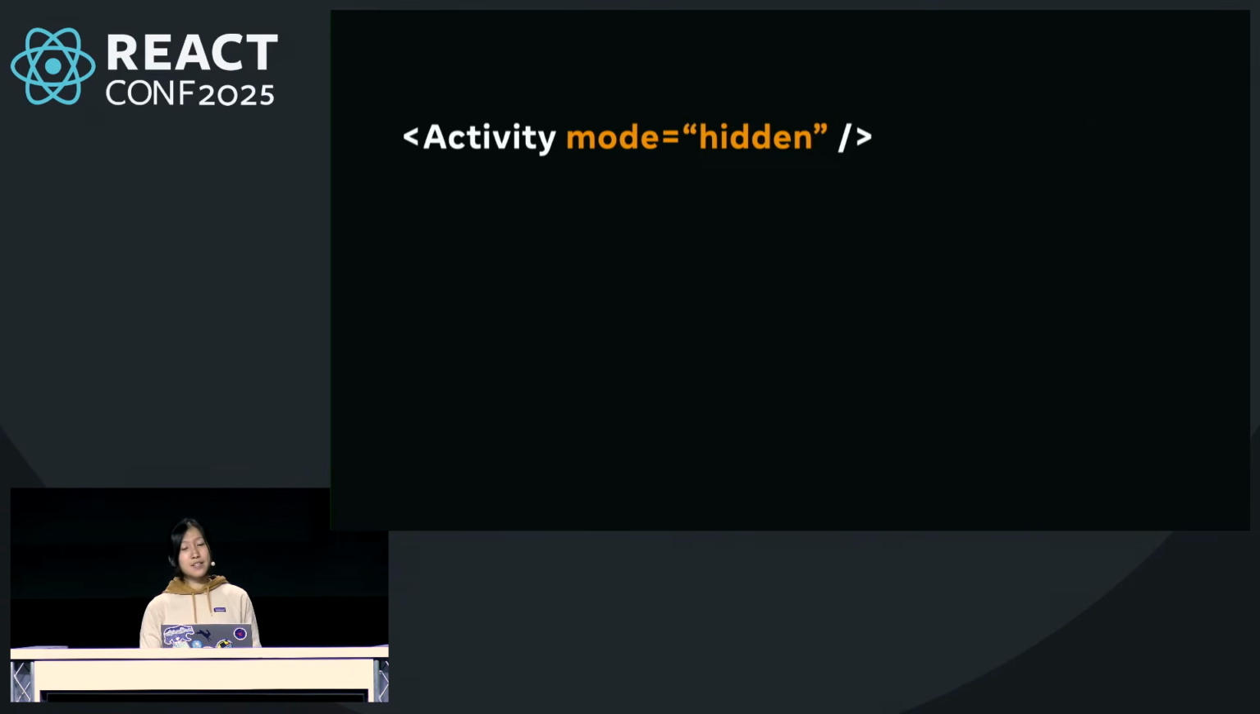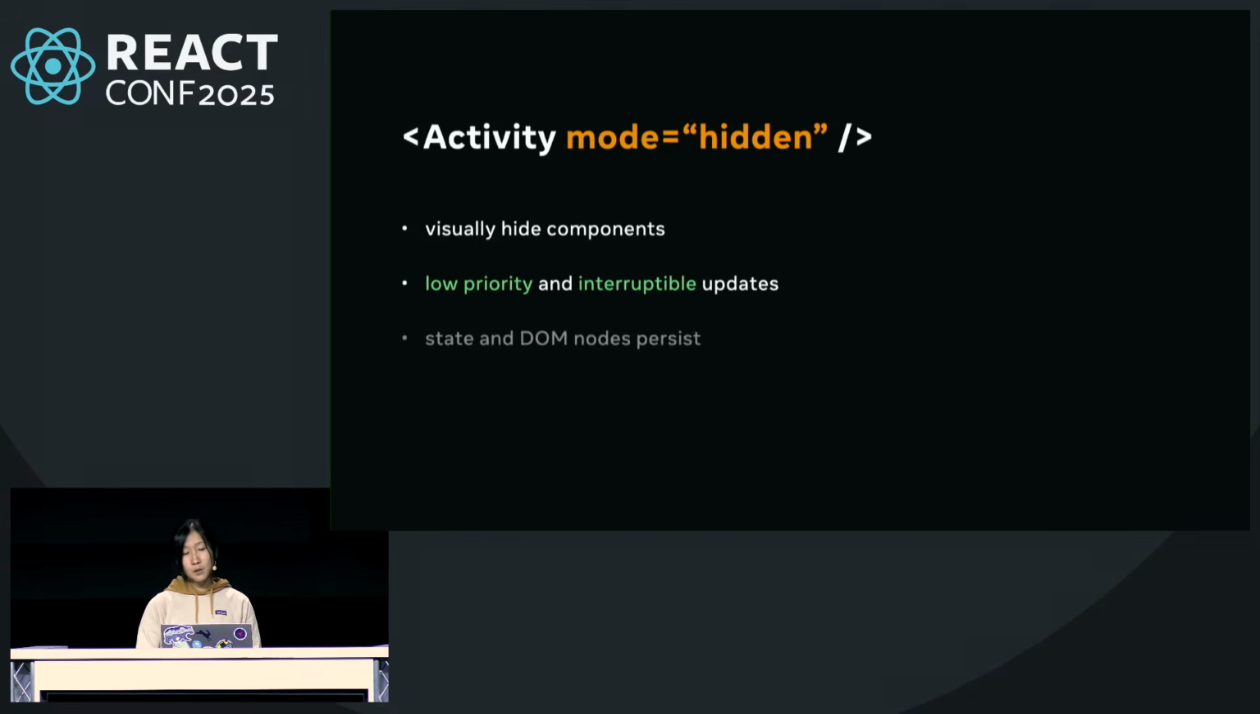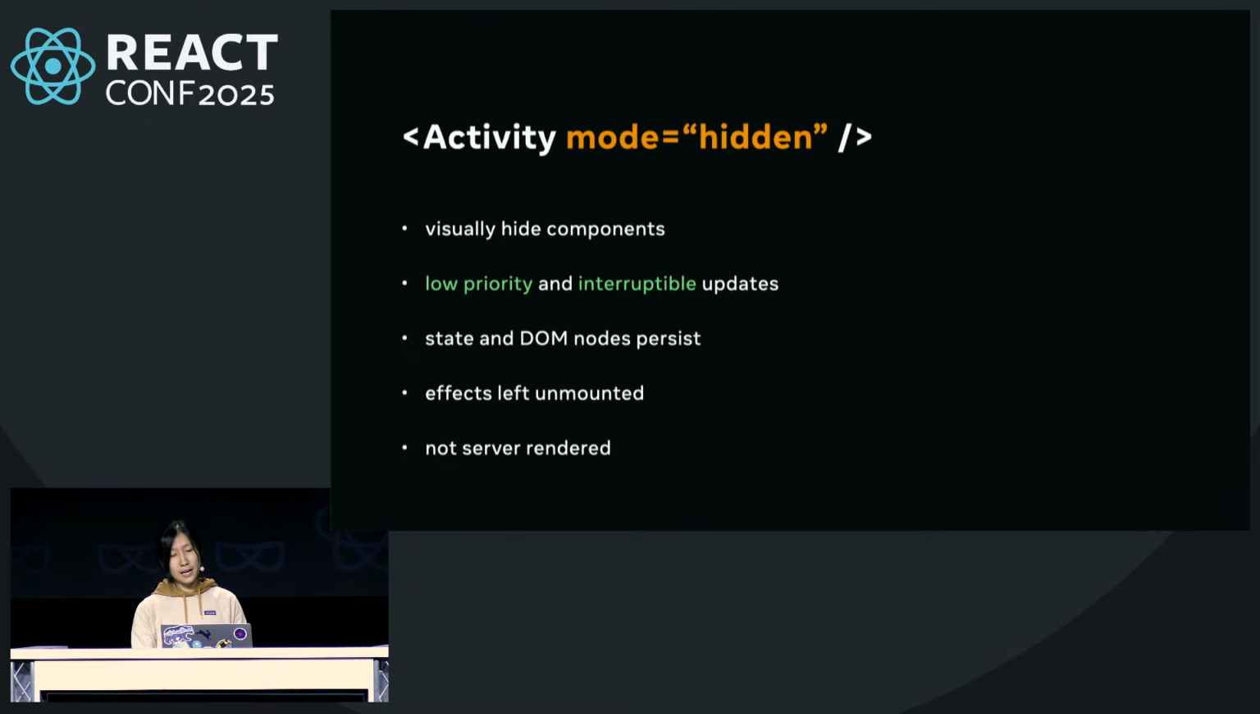To summarize, Activity hidden components are visually hidden, update with the lowest priority, persist React and DOM state, and their effects are unmounted so the inactive parts of your app don't need to pay for expensive synchronization. And they're also not server rendered or hydrated.